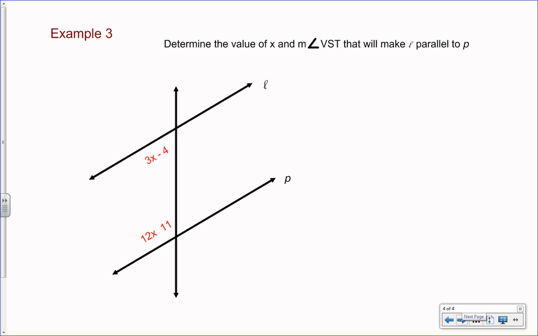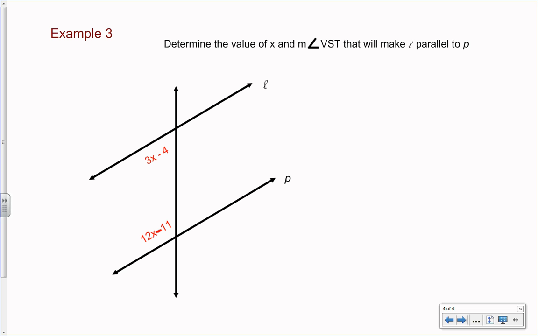Determine the value of x and the measure of angle VST that will make L parallel to P. So we know we have a transversal. I don't have a name on it, but it is hitting L and P. So we know that much. Well, what type of angles do we have? 3x minus 4 and 12x. What operations on that? Minus? Mine apparently is missing the minus down here. There you go. What kind of angles are we looking at?